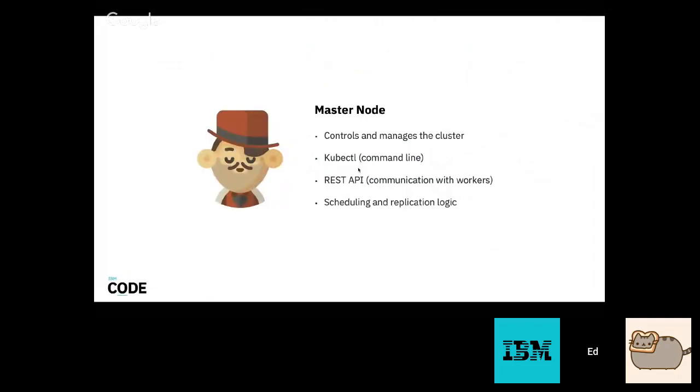And then in terms of terminology, there's a master node. The master node is the bit that runs all the kind of Kubernetes magic right underneath. So it controls, manages the cluster. It's what you communicate with from the kubectl command line. It has a REST API for communication with workers, and I guess any external tooling you might use. And it handles all the scheduling and the replication logic.